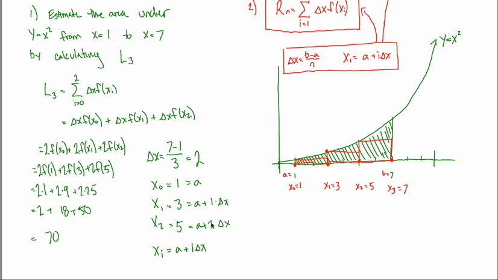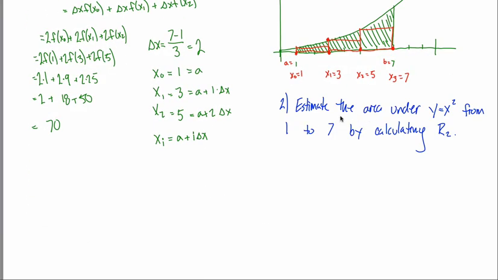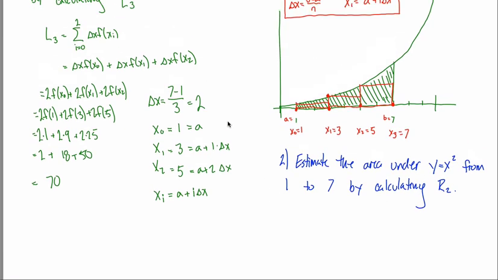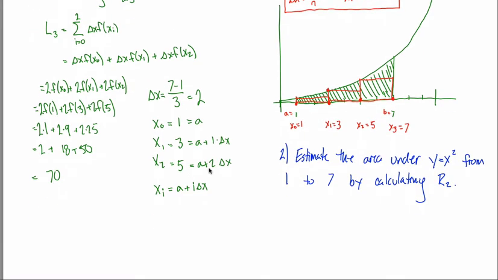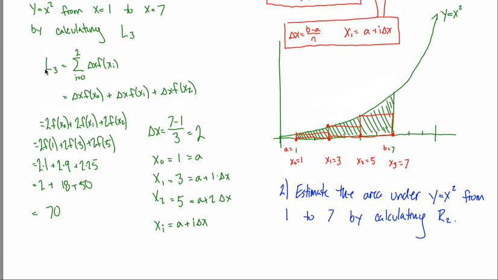Let's do that one more time, but a little bit quicker. Suppose you were asked to estimate the area under this same curve, y equals x squared. Again, from 1 to 7, sometimes the x values are specified as x equals 1 and x equals 7. Sometimes it's just implied when they say 1 to 7. Of course, they're talking about the x value. By calculating R2, 2 things have changed. It's no longer left endpoints that I'm using to determine the height of the rectangles. They're right endpoints. The other thing that changed is I'm no longer having 3 rectangles. I'm now only having 2 rectangles.